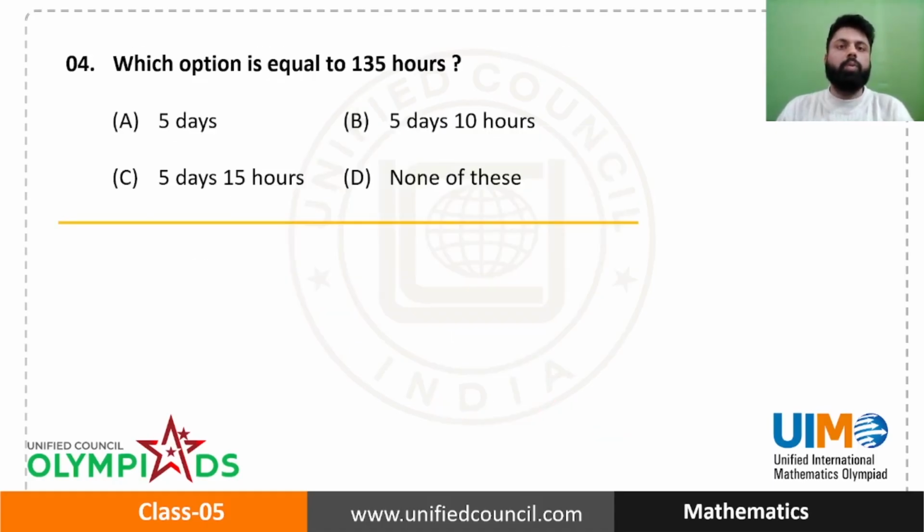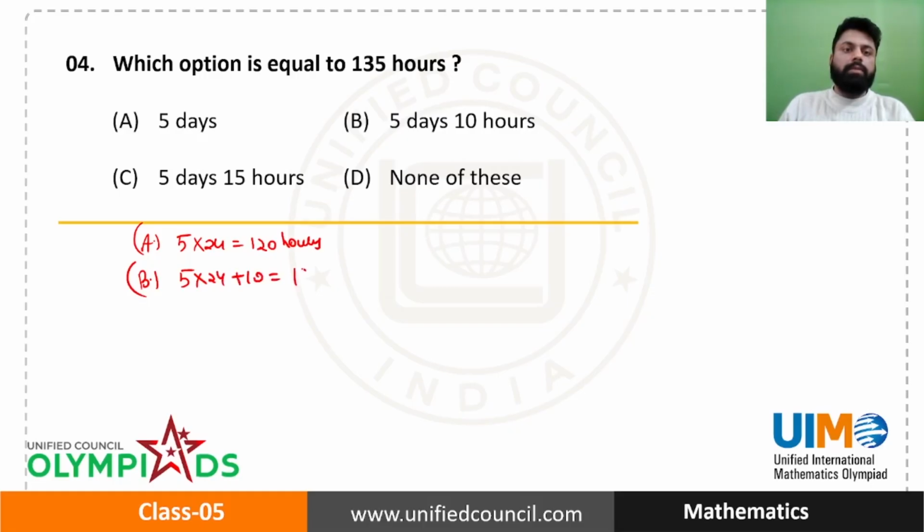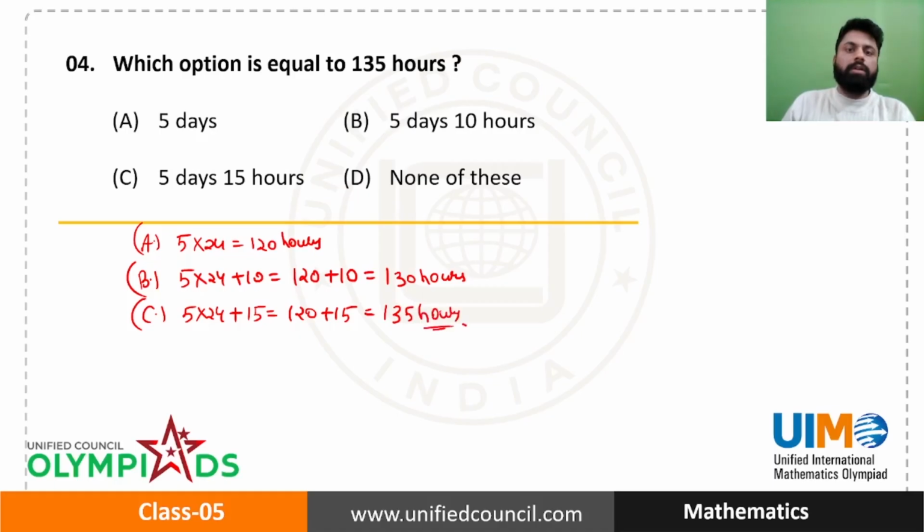Next one. Which option is equal to 135 hours? So A option is 5 days. So 5 multiplied by 24, that is 120 hours. B option, 5 multiplied by 24 plus 10, that is 120 plus 10, that is equal to 130 hours. C option, 5 multiplied by 24 plus 15, that is 120 plus 15, that is 135 hours. So C is the correct answer.